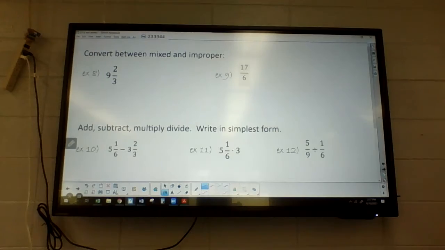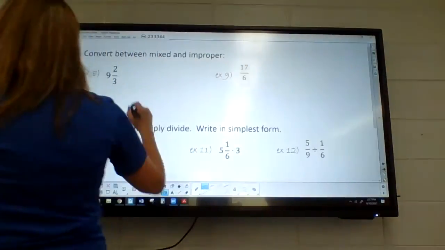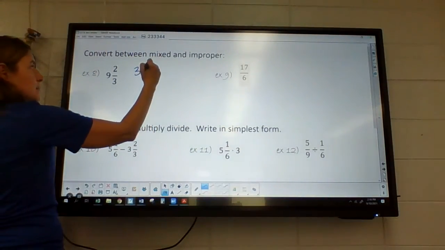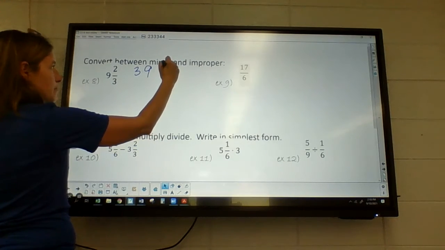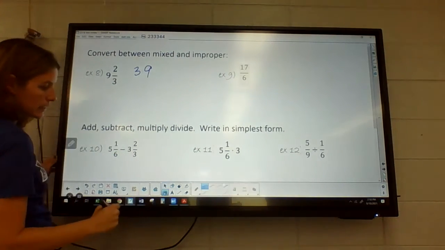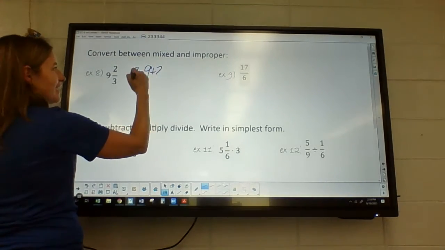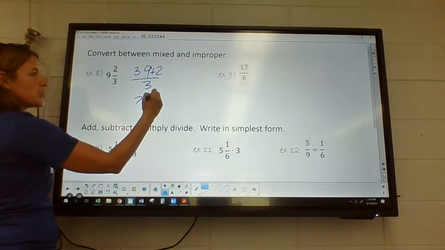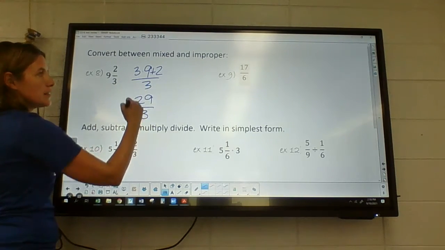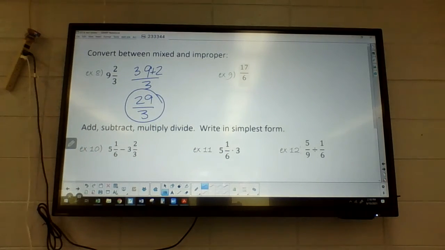Some of you found the button on your calculator, whatever you ended up doing. So 3 times 9 plus 2 goes on top, if my board wants to play nicely. It's never going to play nice. So 3 times 9 is 27, plus 2 is 29 thirds. There's our new fraction.